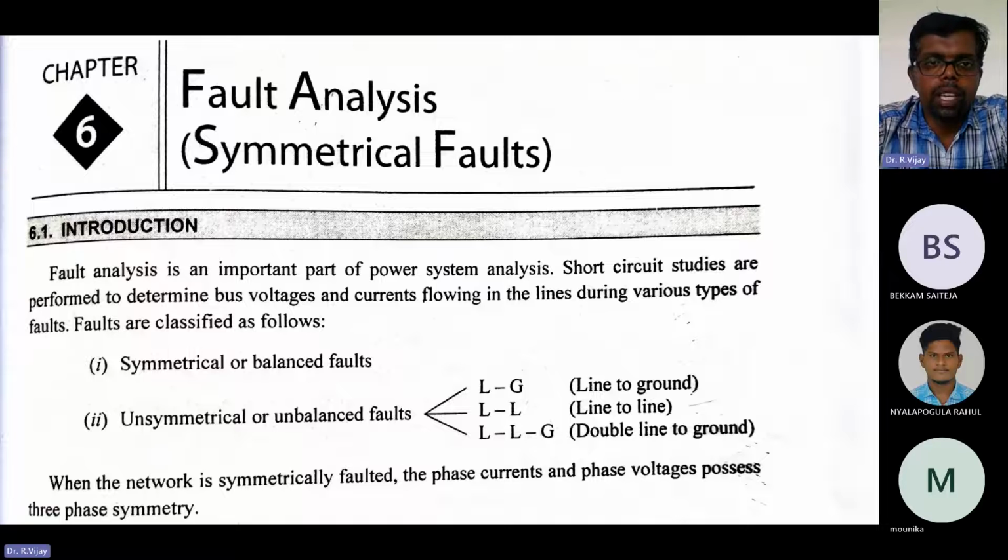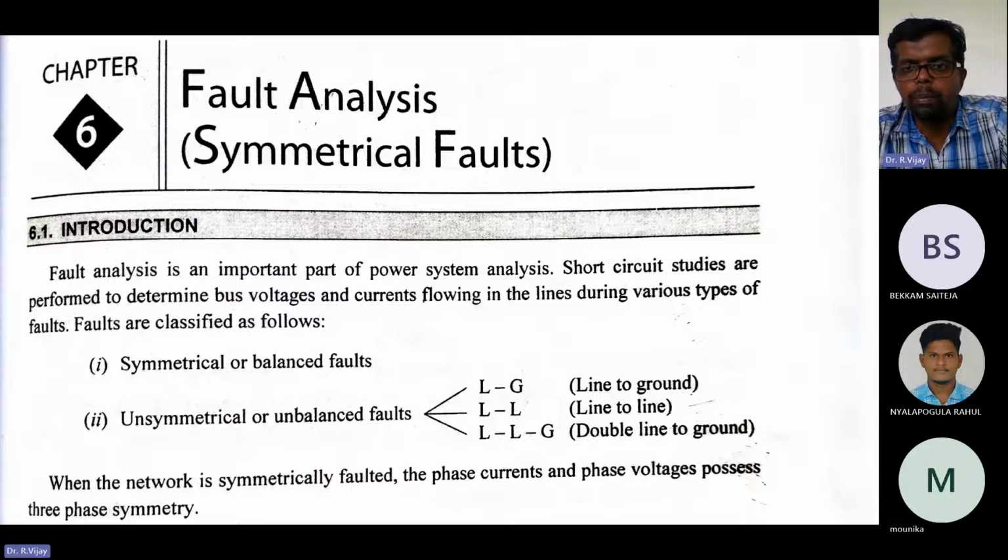Today we are going to see about the fault analysis that is coming under unit number 4. Already you have studied, you have a basic idea about fault analysis, even though I'm just going to refresh. So what is fault analysis? Just an introduction to fault analysis. Fault analysis is the important part of the power system analysis.